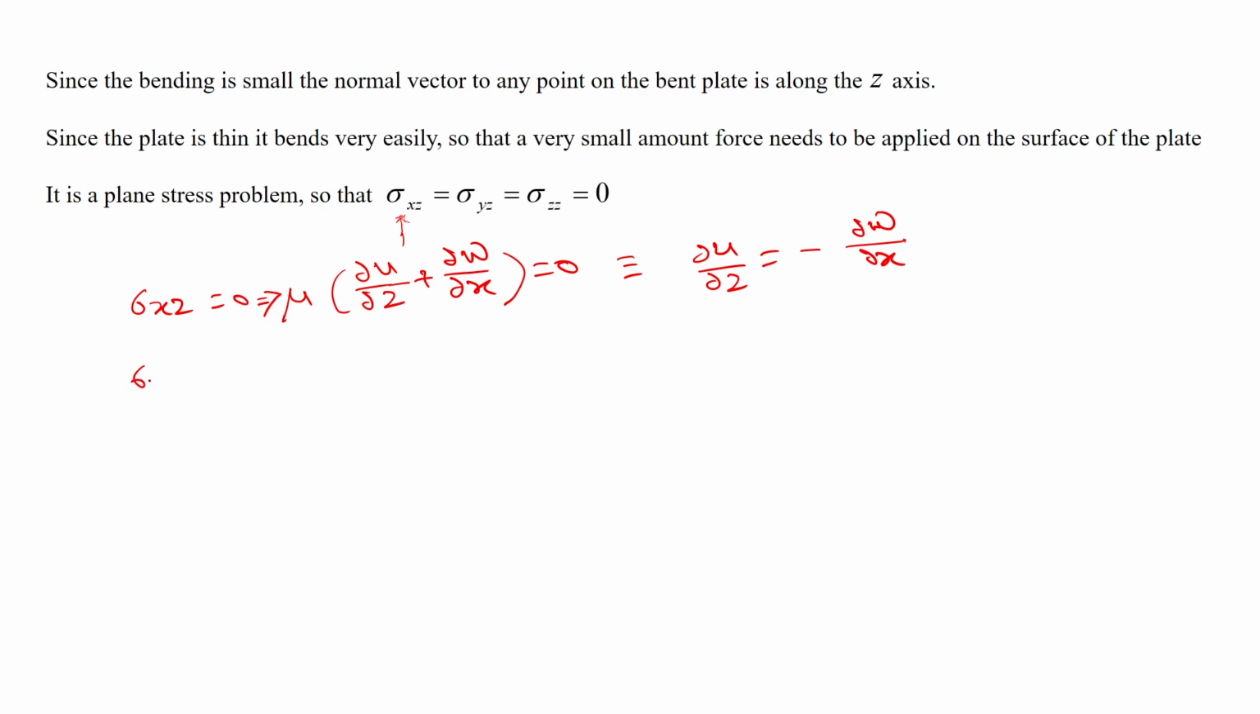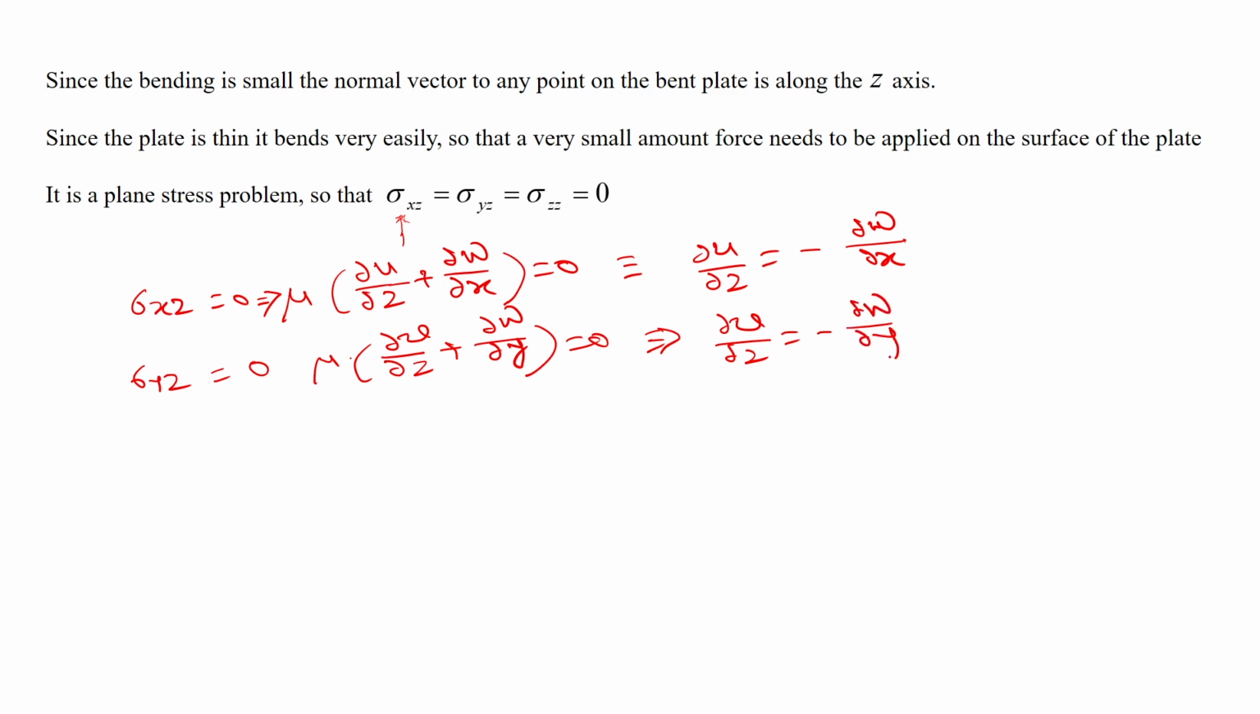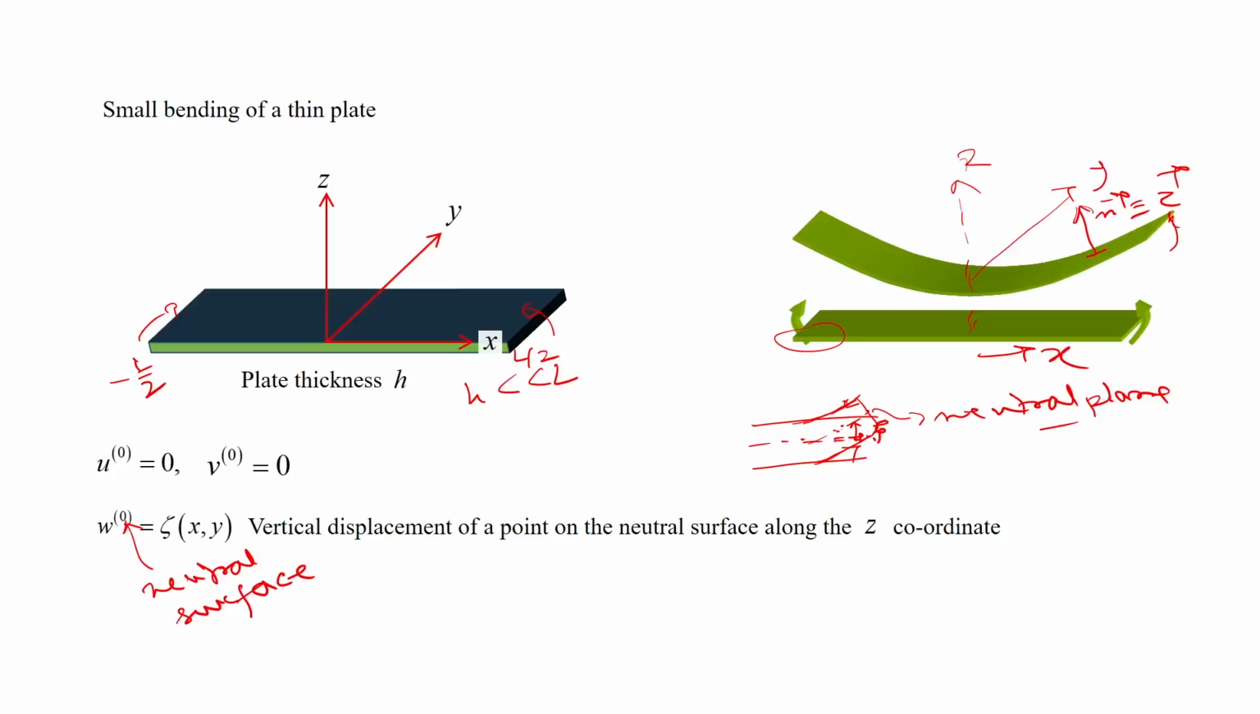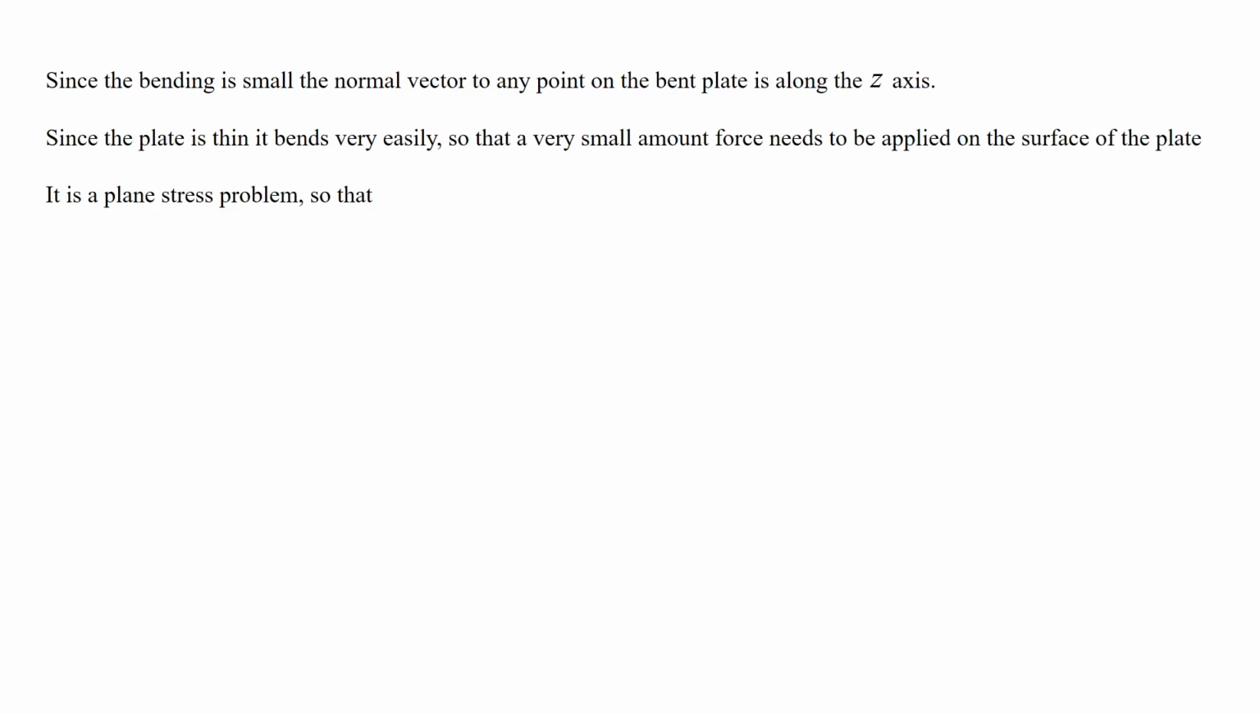Now, sigma yz becoming equal to 0 will mean mu into del v by del z plus del w by del y, okay, is equal to 0. So, what it means is del v by del z is equal to minus del w by del y. Now, remember that w is the displacement along the z axis, and at the neutral plane this displacement was given as zeta of x, y. The zeta will be the same for all the points along the z axis.